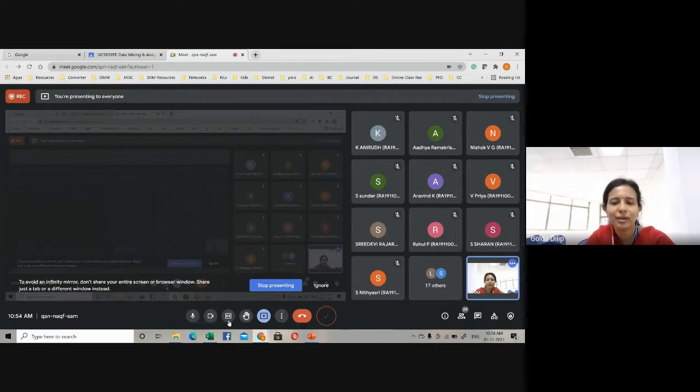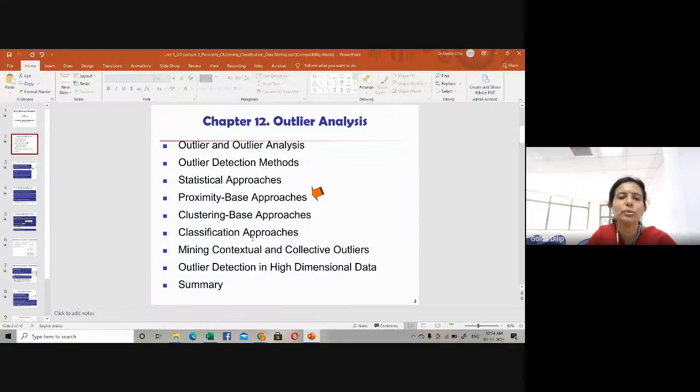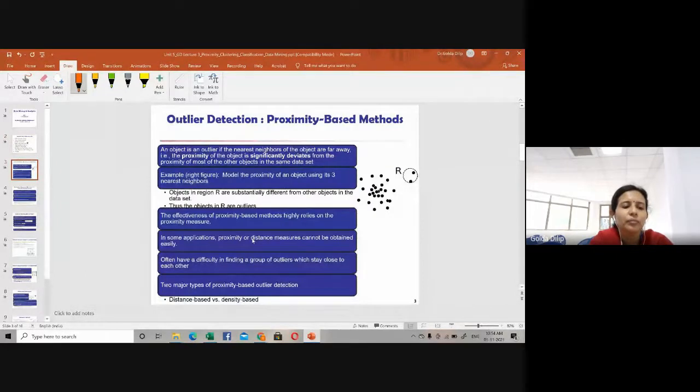Okay, so now it is my PPT. We discussed all the various statistical techniques for outlier detection, and today we move on to the last technique, that is proximity based approaches. These are not there as far as your syllabus is concerned. So today we move on to the last method of outlier detection, nothing but proximity based method.